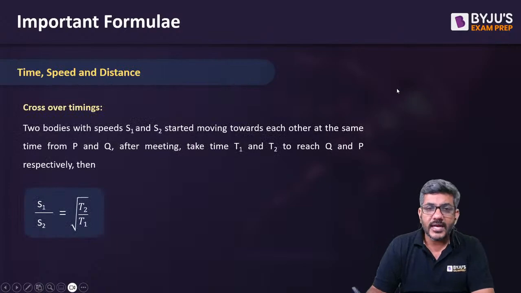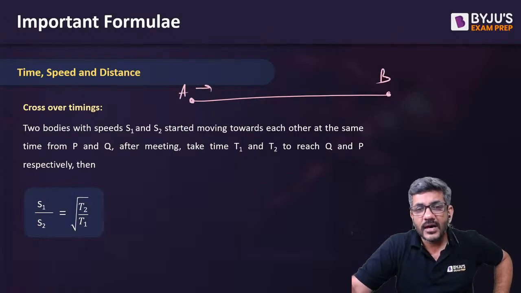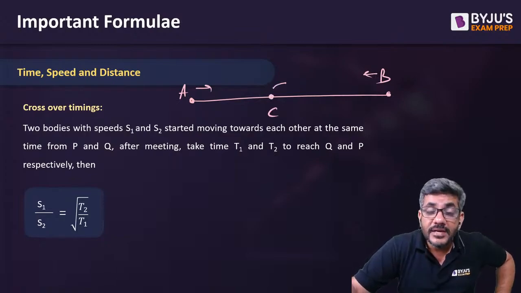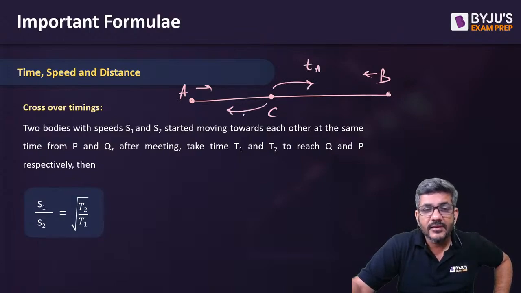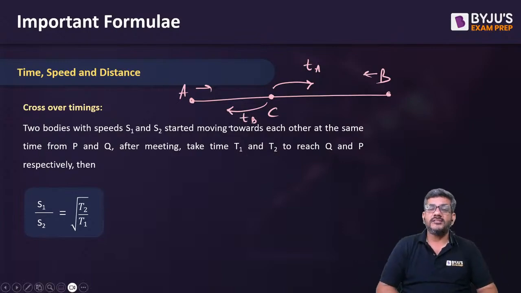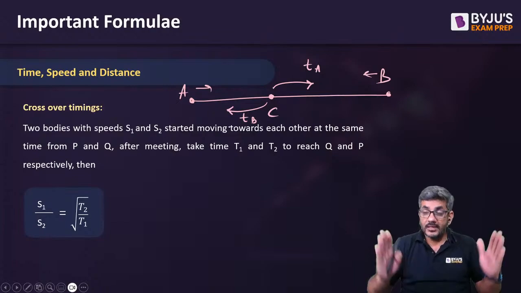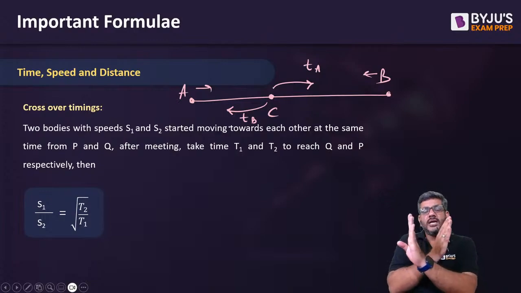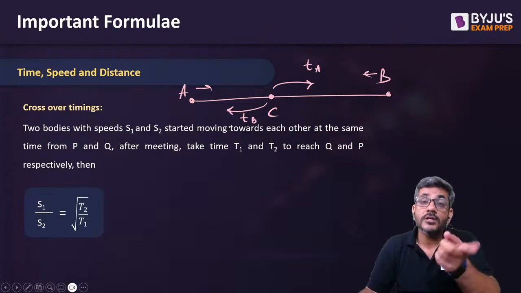Next point is crossover timings. क्रॉस ओवर टाइमिंग क्या होते हैं? When two people start moving towards each other, let's say A from here and B from here, they are moving towards each other and they meet at a point, let's say C. After meeting at C, A takes TA time, and after meeting at C, B takes TB time to reach their destinations. Then what is the ratio of their speeds? That is given by crossover timings. They start at the same time, but after meeting, one guy takes some more time, one guy takes less time, and they reach the destinations. So what is the ratio of their speeds according to those times?